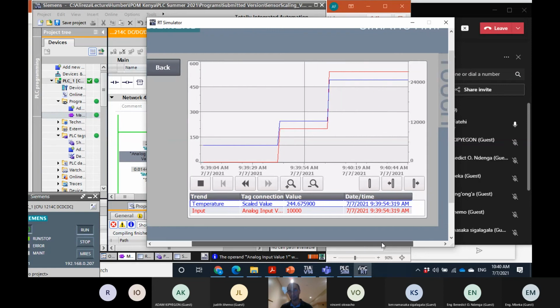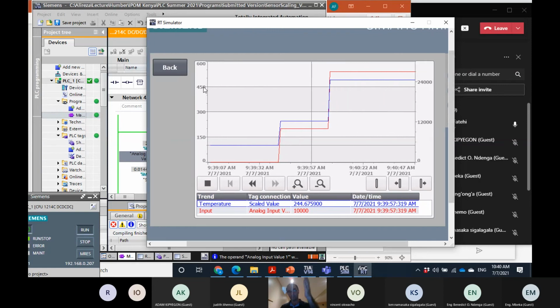As I mentioned, these are scales. The vertical scale: the left side is for the temperature and the right side is for the analog input, the actual input. So you can have two different scales for different variables. You can plot multiple variables and see the trend of multiple variables in the same figure.